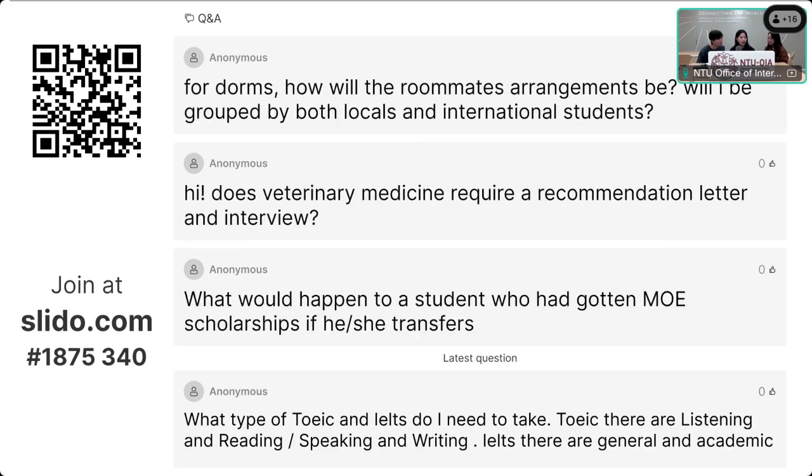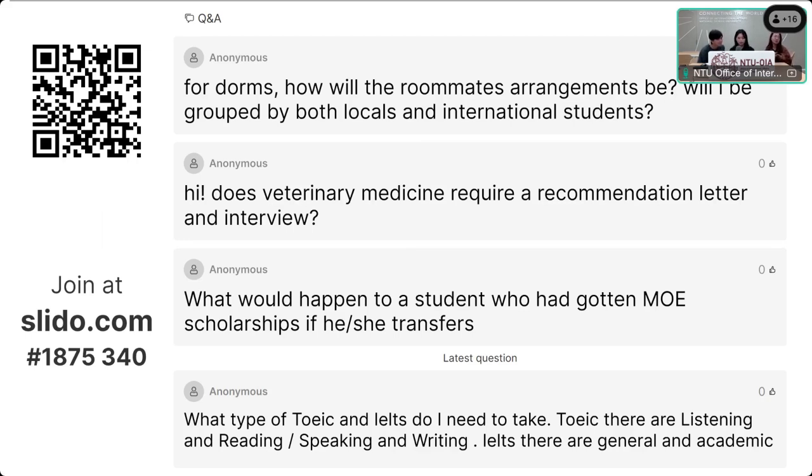For dorms, how will the roommate arrangement be? Will I be grouped with both locals and international students? Okay, so I'll be answering this question. Yes, there's a possibility to be grouped with other international students and with the Taiwanese locals as well in the general dorms.